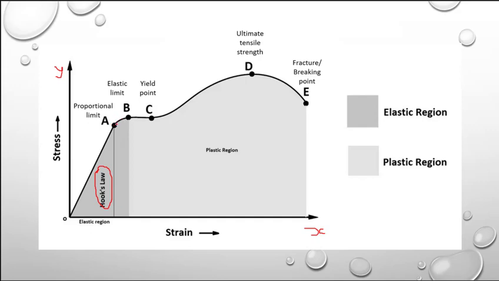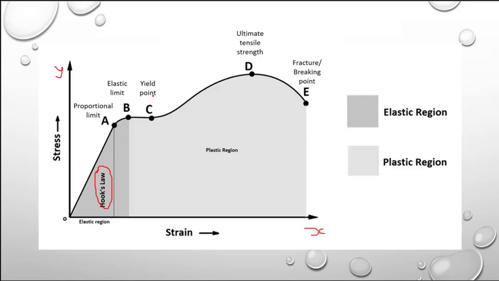So at this point, it will not return back to the original position, to the initial position before the application of force or load. But it will still return, though not to the original position, up to point B. Now, at point B, the material has entered the plastic region. This plastic region means that there is permanent deformation in the body. When load is applied to the body and it exceeds the elastic limit, there will be permanent deformation on the body.